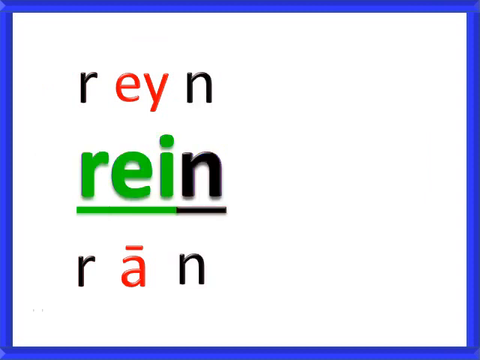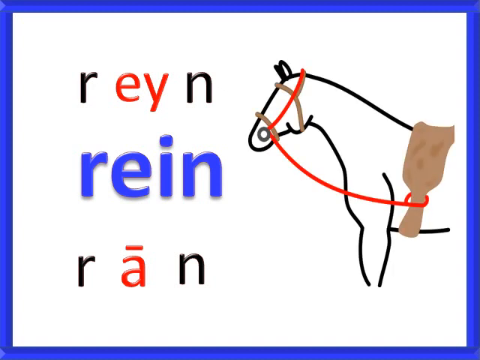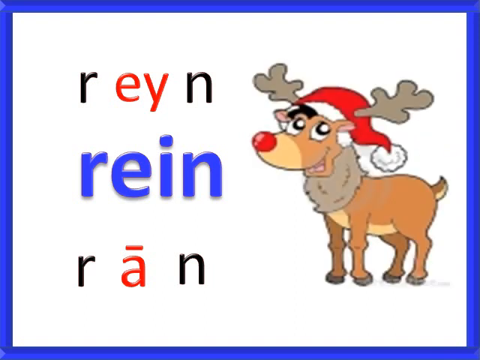Rain. A. Rain. Okay. You see the horse right there? You see the red thing around the horse's neck? That's what they call a horse's rein. That's what you guide the horse with. The rein. And also, you see this reindeer right here? This is Rudolph the Red-Nosed Reindeer. Okay? Horse's rein or a reindeer.